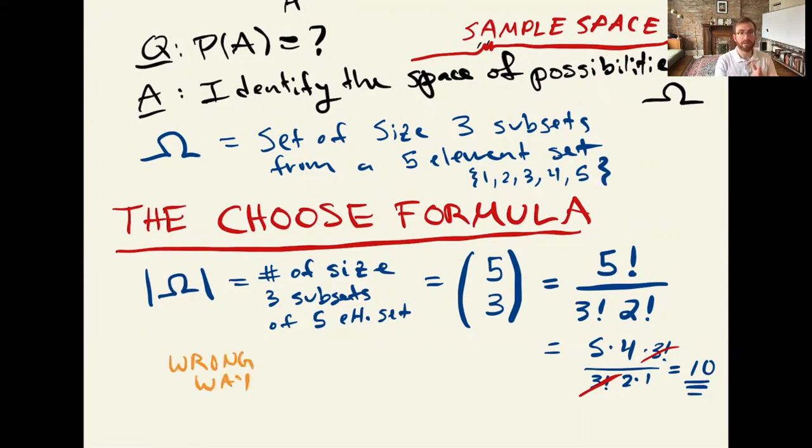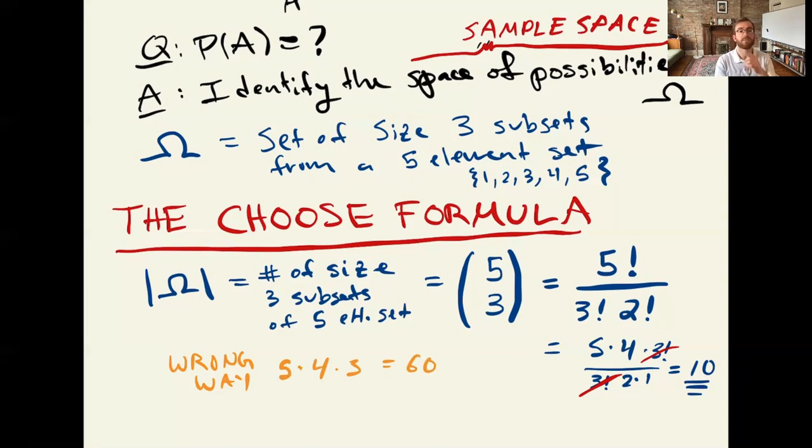The wrong way would say, okay, I've got 5 options for my first set. So that gives me 5. And then I have 4 remaining options for my second element that I choose. So that gives me already 20. And then I multiply this by the number of options remaining for my third element, which is 3. And so if I do that all, I'll get 5 times 4 times 3, which is 12 times 5, which is 60.